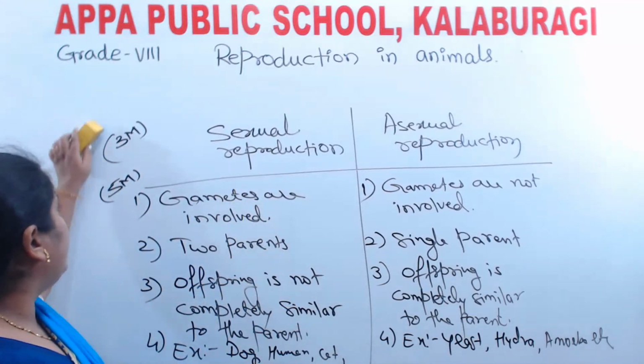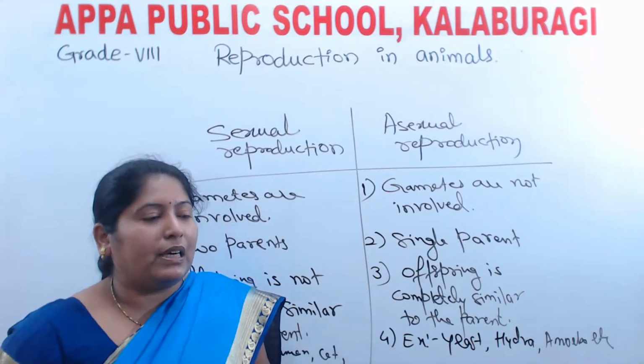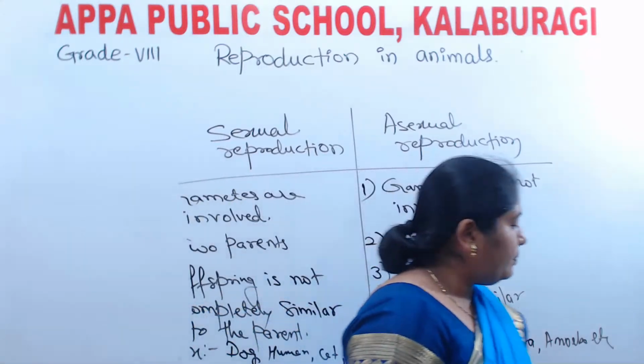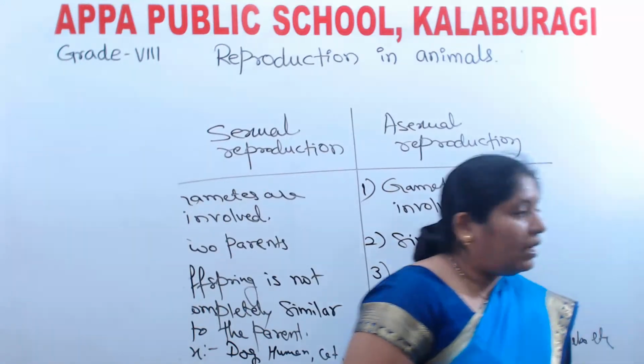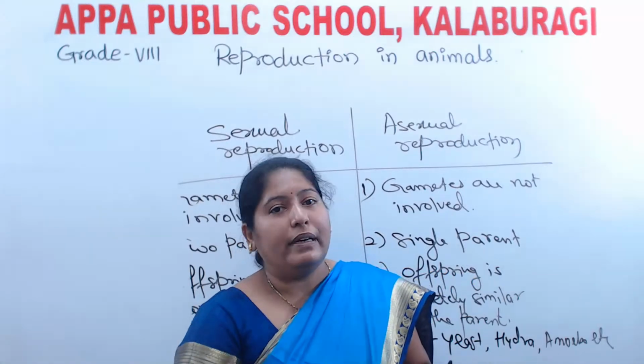Okay. And in my next class, I'll explain to you the next part of the reproduction in animals lesson, that is the cloning process, and about the cloning of Dolly I'll explain in the next class.